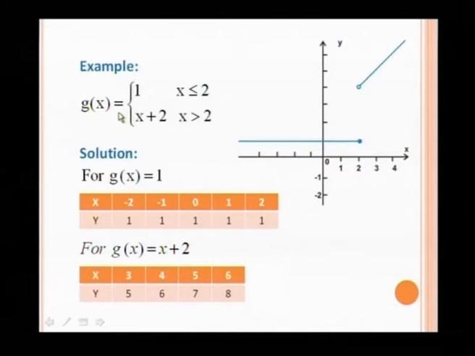To draw this graph, we will consider different values of x. First, for x less than or equal to 2. So even for minus 2, minus 1, 0, 1 and 2, we have the same y value, which is 1.